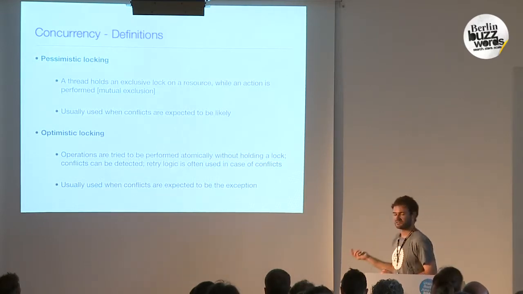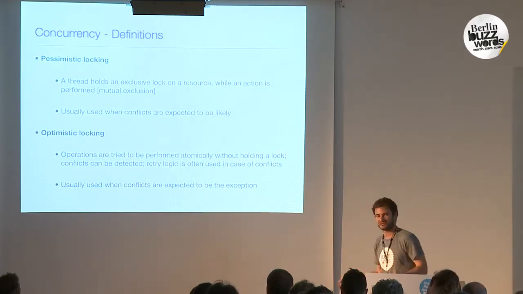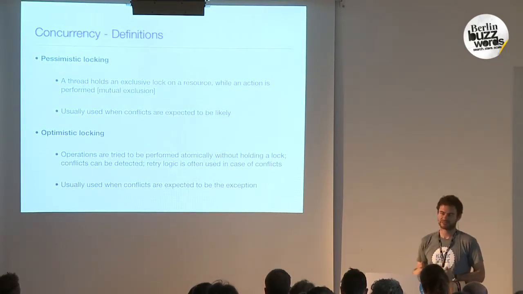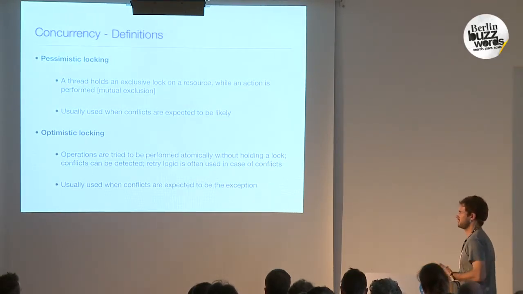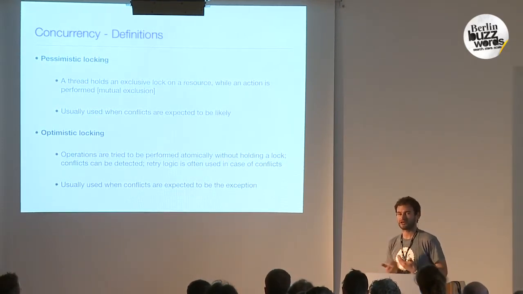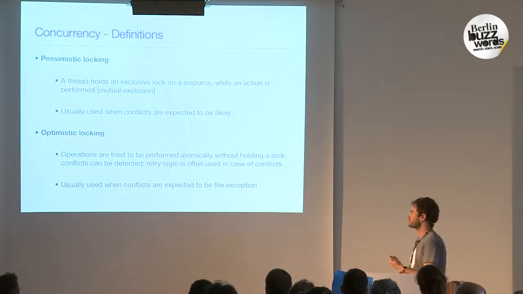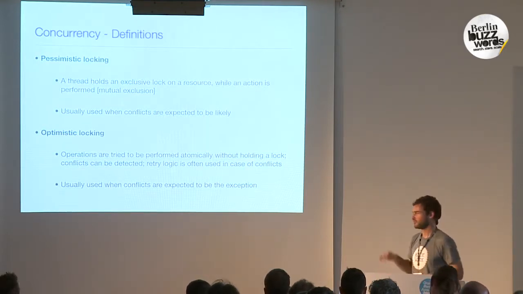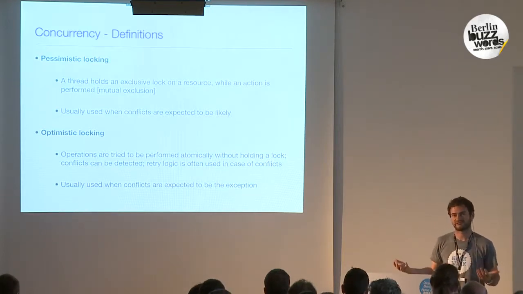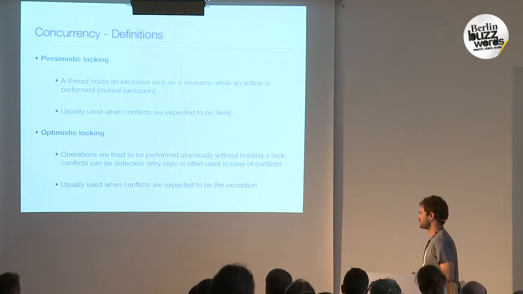It's good to use pessimistic locking if conflicts are to be expected, because then it may just make more sense to prevent the conflicts. But if conflicts are going to be rare, I mean, you still have to make sure that if there's a rare conflict, your program has to be correct. But if they are not the norm, then you should not use pessimistic locking, because then the locking is just more expensive than your actual business logic.